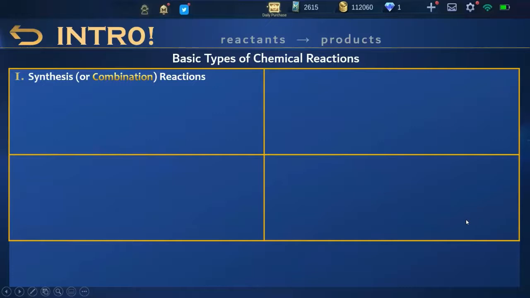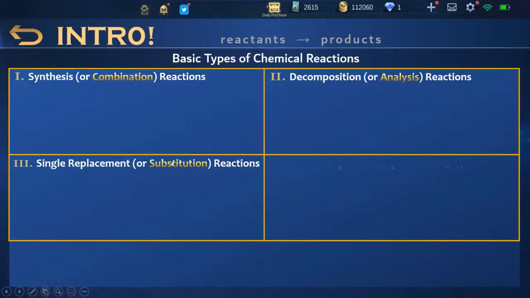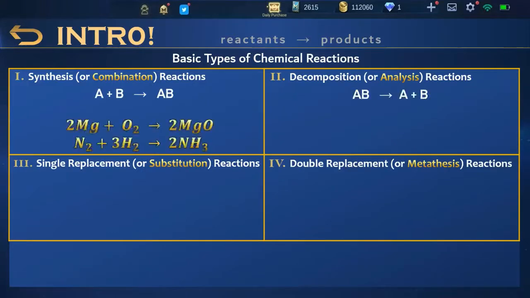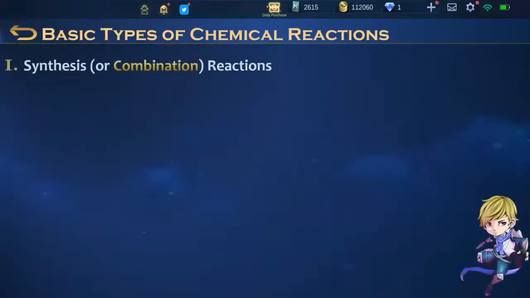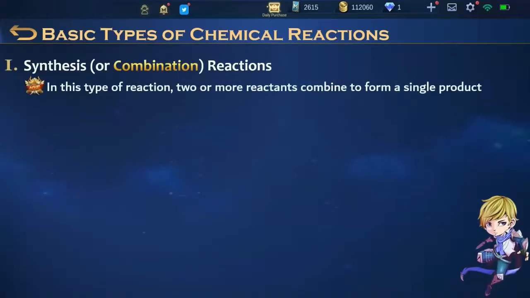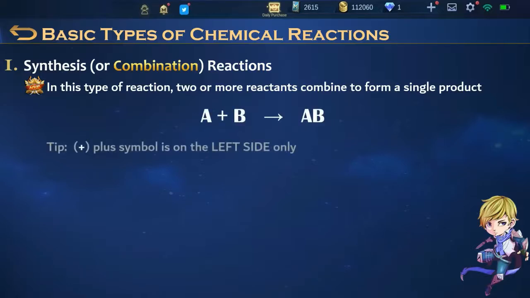The basic types of chemical reactions are synthesis, decomposition, single replacement, double replacement, and the fifth one is what we call combustion. Let's start with synthesis. In this type of reaction, two or more reactants combine to form a single product. Here's the formula. The tip is the plus sign is on the left side only. But there's an exemption to this rule or technique.